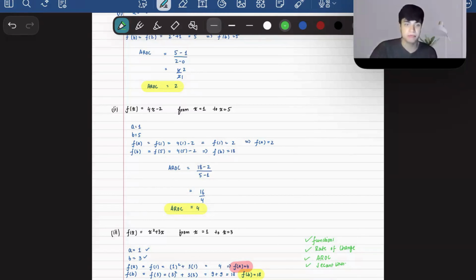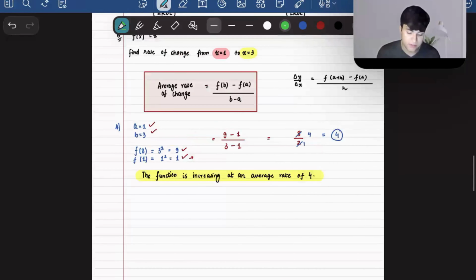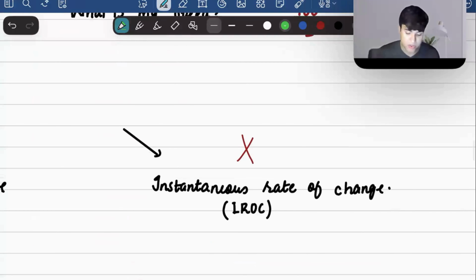So in the next lesson, we're going to be talking about something even more powerful, instantaneous rate of change.